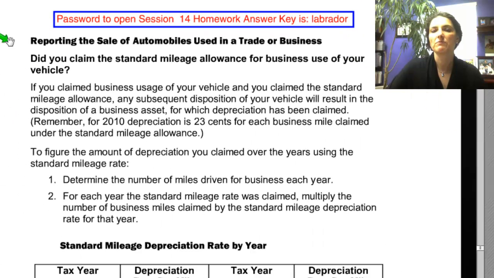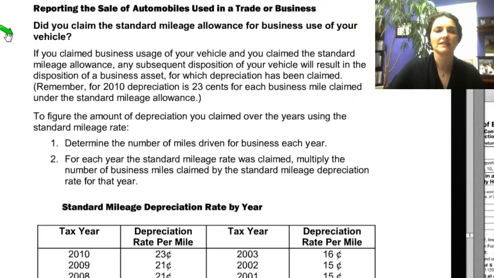Reporting the sale of automobiles used in a trade or business. Did you claim the standard mileage allowance for business use of your vehicle? Because if you did, if you claimed business usage of your vehicle and you claimed the standard mileage allowance, then any subsequent disposition of your vehicle will result in the disposition of a business asset for which depreciation has been claimed. Remember, for 2010, depreciation is 23 cents for each business mile claimed under the standard mileage allowance.